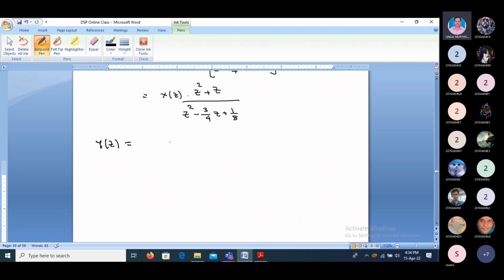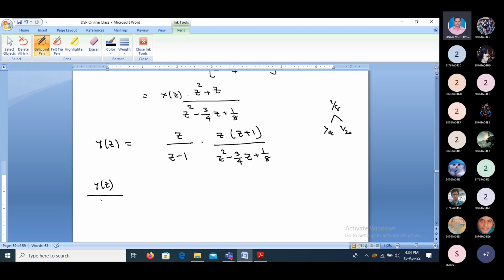what is the x of z here? Z by z minus 1, for the input. And here also z is common, so z into z plus 1 divided by z square minus 3 by 4 into z plus 1 by 8. Apply the partial fraction method. The roots are 1 by 4 and 1 by 2 here. So before applying the partial fractions method, first y of z by z. So y of z by z is equal to z into z plus 1 divided by z minus 1 into z minus 1 by 4 into z minus 1 by 2.